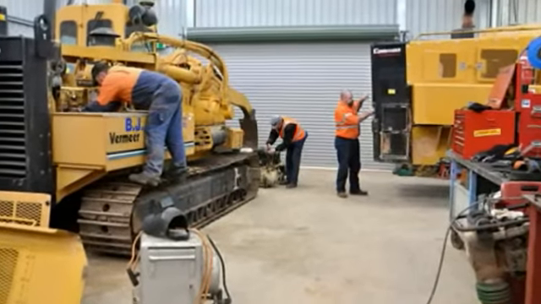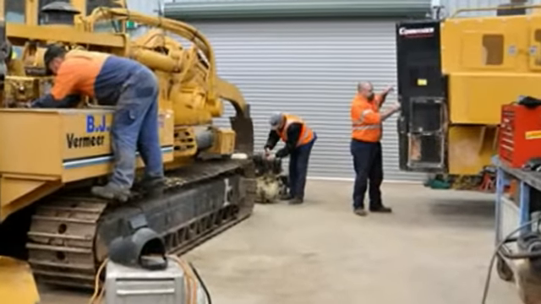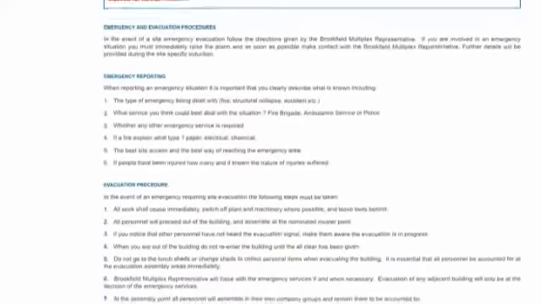What about their plant and equipment maintenance and repair schedules? Is the plant OH&S compliant? Have your contractors completed your site-specific induction?